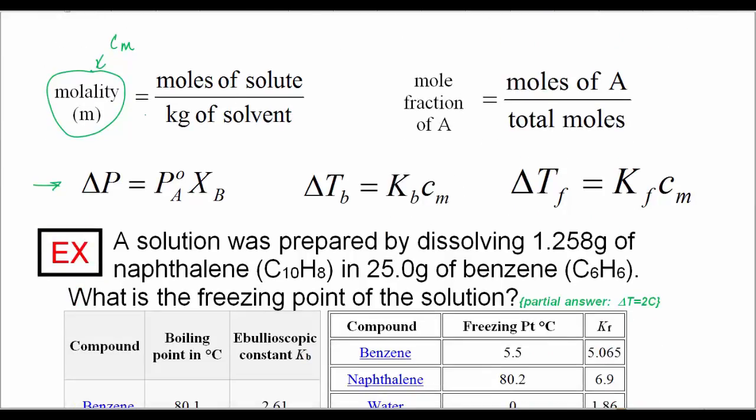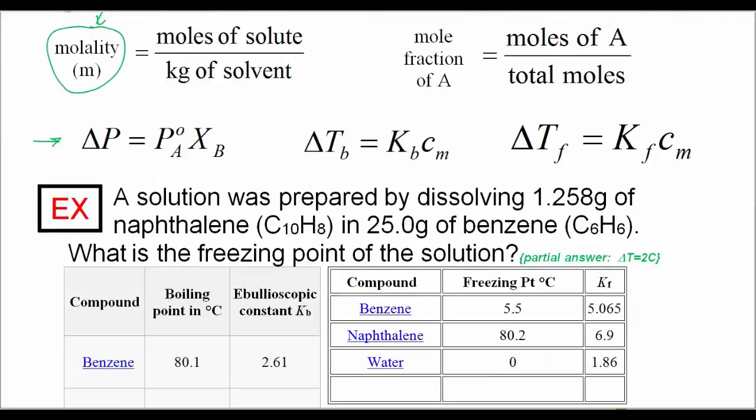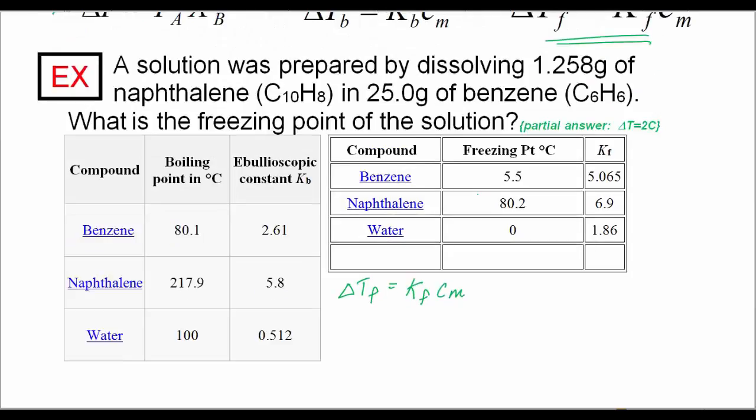Okay. Let's try one of these. A solution was prepared by dissolving 1.258 grams of naphthalene in 25 grams of benzene. What's the freezing point of the solution? So that means we're going to have to be using this expression, delta TF is KF Cm. And our answer then would be, we need the true freezing point, and then it gets lowered. So we're going to subtract our delta TF, whatever we get, from our solvent's true freezing point.